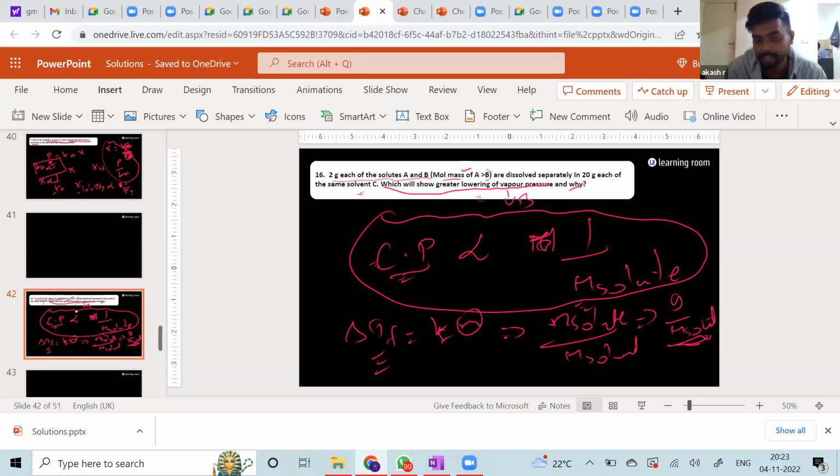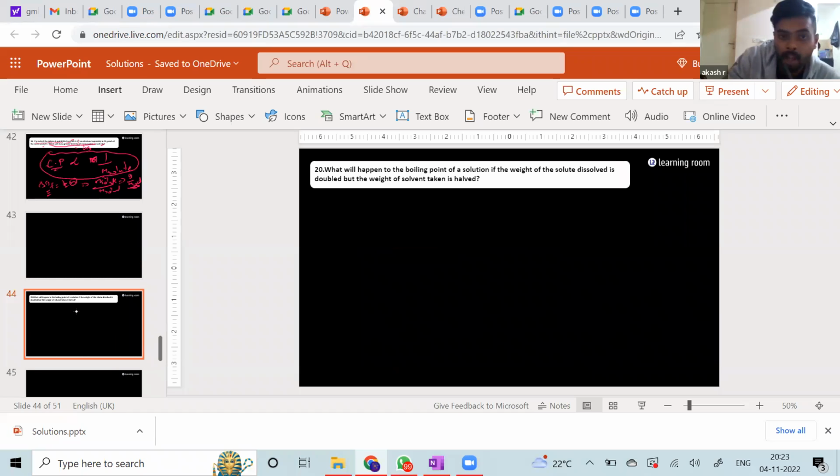Fine. Moving on. What will happen to the boiling point of a solution if the weight of the solute dissolved is doubled, but the weight of the solvent taken is halved? That's a good question. Now look at the question again. What will happen to the boiling point of the solution? That is, delta TB is what we're talking about.